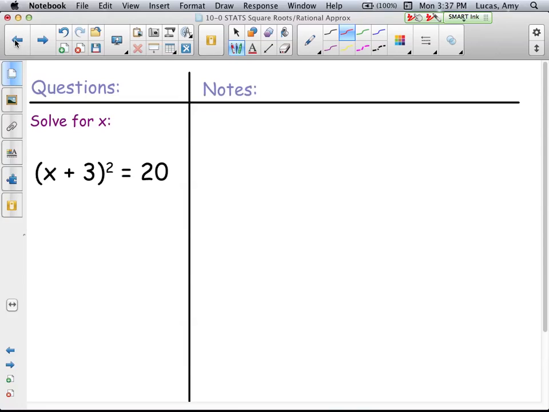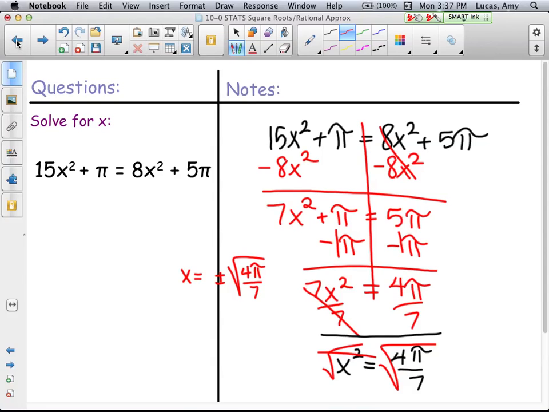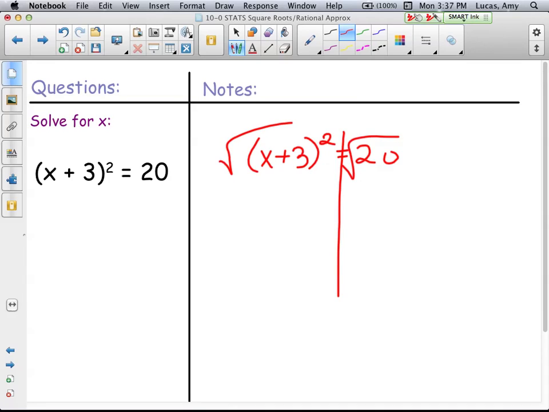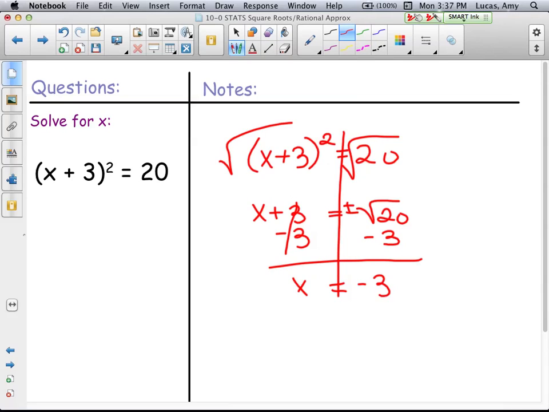Okay, last example. On this one, we are going to eliminate that exponent right away, which means the square root. So take the square root to cancel out the exponent, and it will look like this with the plus or minus in front, and then subtract your 3. So x equals -3 plus or minus the square root of 20.